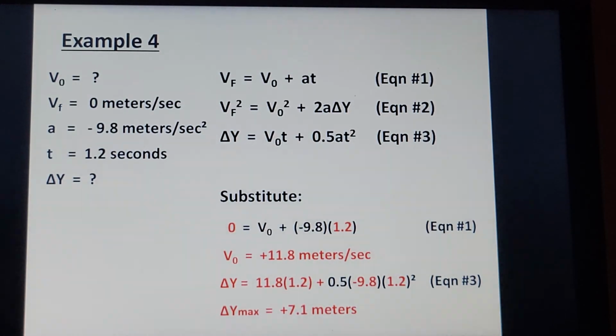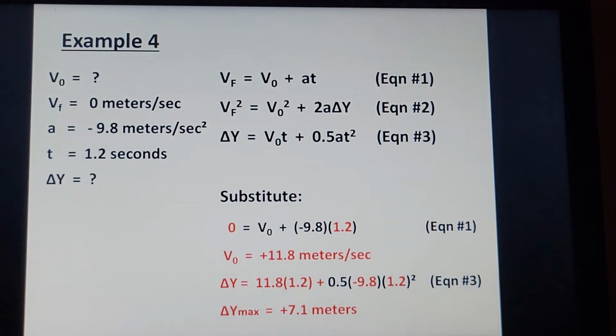Acceleration, again, is negative 9.8, because acceleration in these problems is in the negative direction. If we define upward as being the positive direction, then acceleration is a negative number. T is given in the problem, 1.2 seconds. So again, we list our variables, we list our known quantities, we list our equations, and we go ahead and find the equation with only one unknown variable.